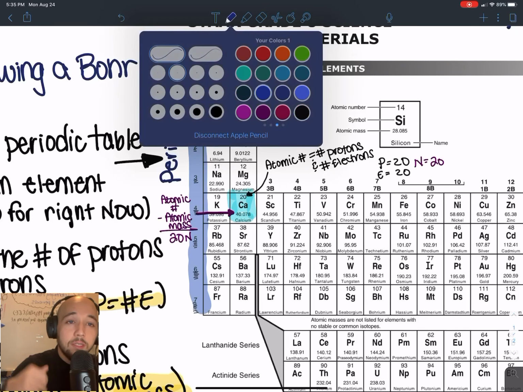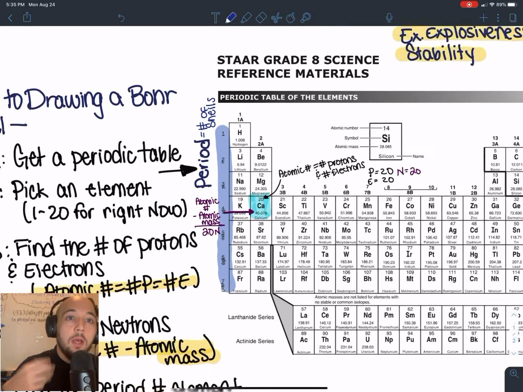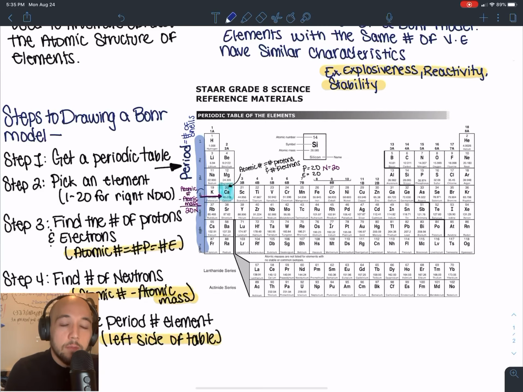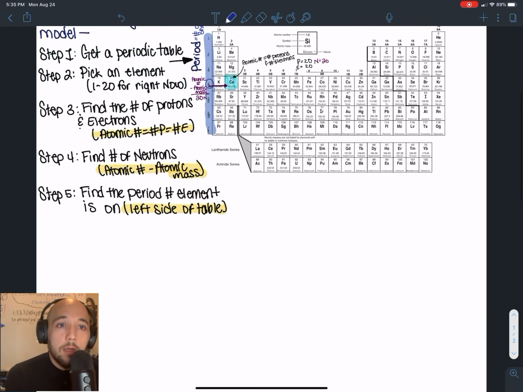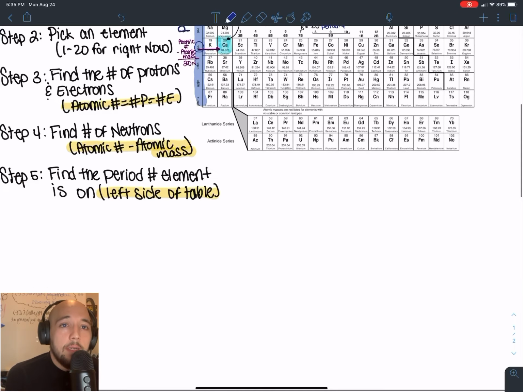I like to draw little lines underneath just to symbolize what each one of them means. So for 1, I'll draw 1 line. For 2, I'll draw 2 lines, so on and so forth. But remember that periods equal the number of shells. So for calcium, we know that it has 4 shells. It's on period 4, has 4 shells. So again, we write that down. And then we move on to step 6.